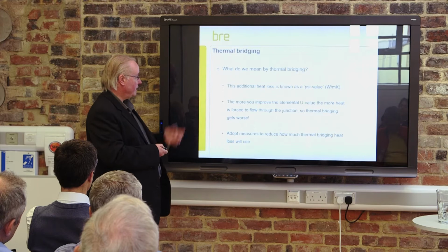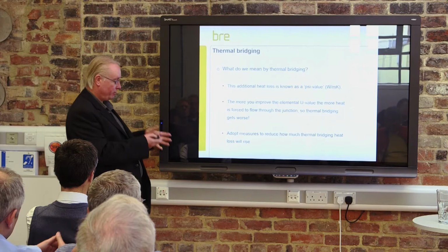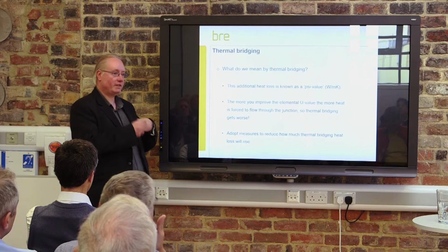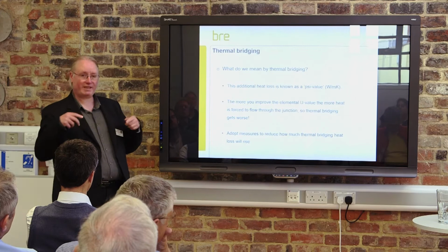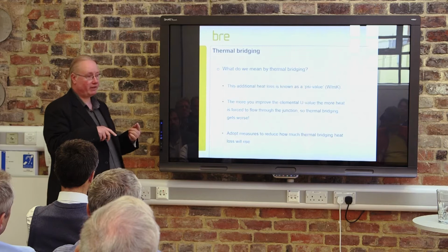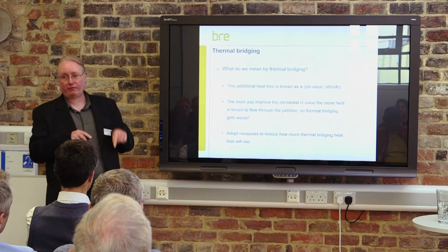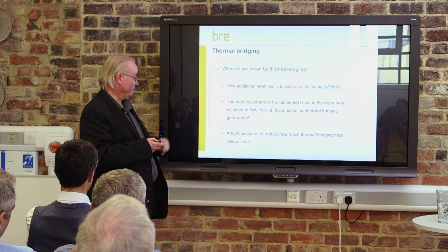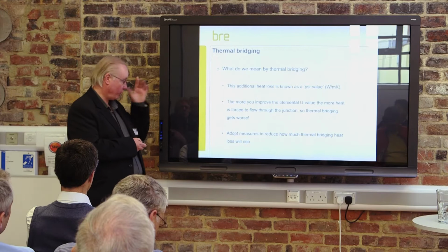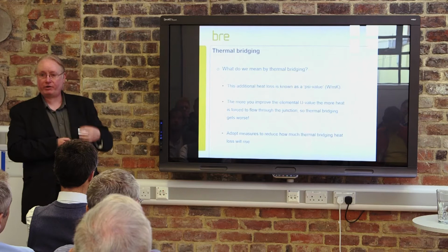So you must have heard it plenty of times, that the additional heat loss through a thermal bridge is called a psi value. But the problem is, the more insulation you build on your wall to improve the U value, the more you're forcing heat to find a weakness, and the weakness is the thermal bridge. So you'll end up having more heat flow, not just as a proportion of the total, but more heat flow physically through the junction. So what you should do is adopt measures to reduce how much the thermal bridging heat loss will rise, because you cannot stop it. You cannot get rid of it completely, but you can reduce its effect by detailing properly.